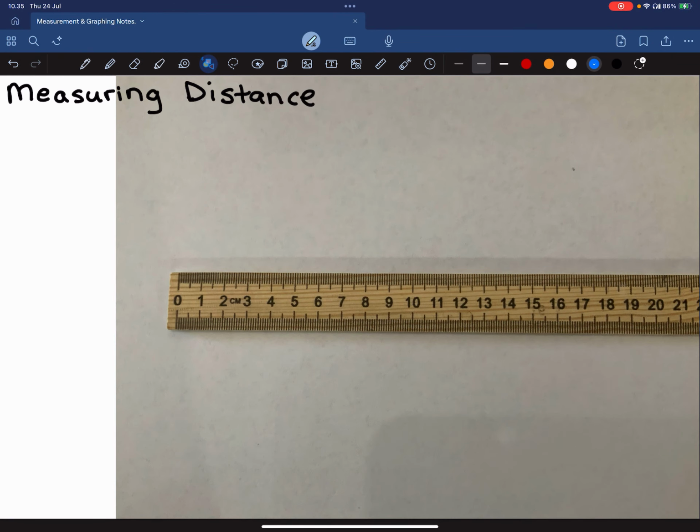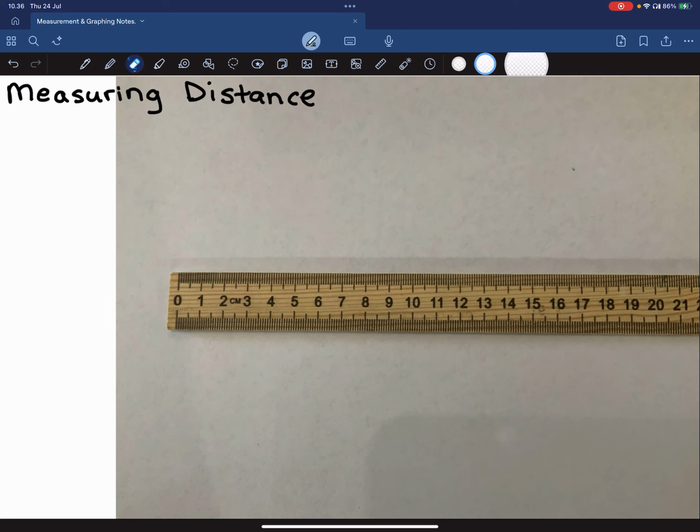All right, ladies and gentlemen. So this video is going to be about measuring distance. All right. And so I'm going to walk you through what you need to know in order to complete the distance measurements in the activity that is coming up.